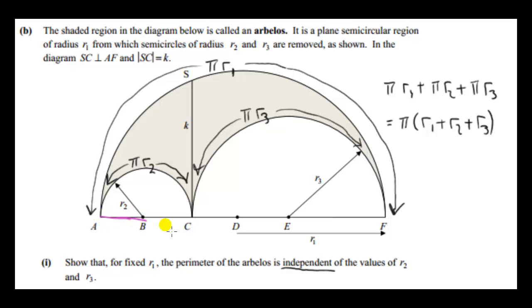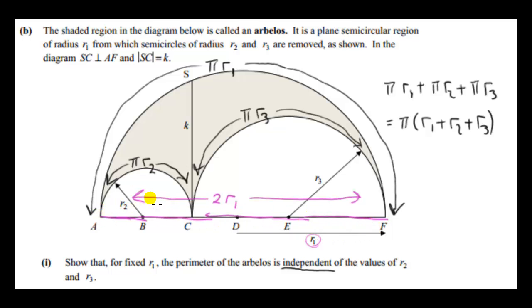Well, we can consider the total distance here. Total distance along here. This is the diameter of the large circle. So that distance is just twice the radius. So it's 2r1.